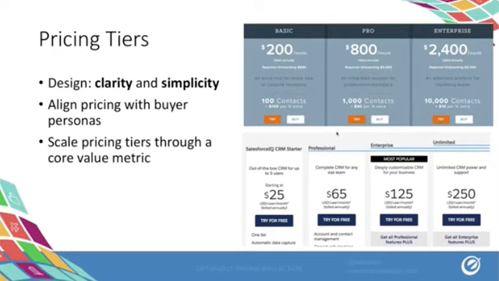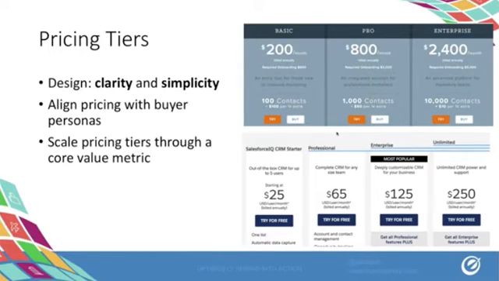I'd say in conjunction with that, or in addition to that, we and many other people recommend scaling your pricing tiers through a single core value metric. And this is a single metric that the customer understands, reflects increased value that they're getting from your platform as it scales. To take the HubSpot example, the pricing is based on number of contacts, and the user kind of intuitively understands that as they have more contacts in HubSpot, the pricing increases because the value to them increases as well.